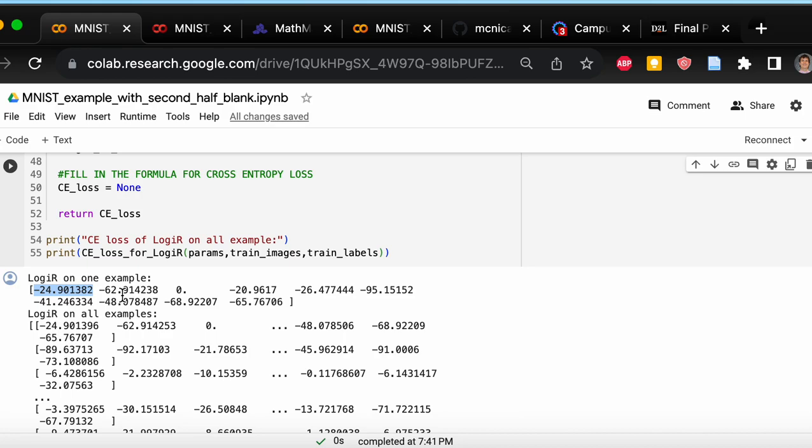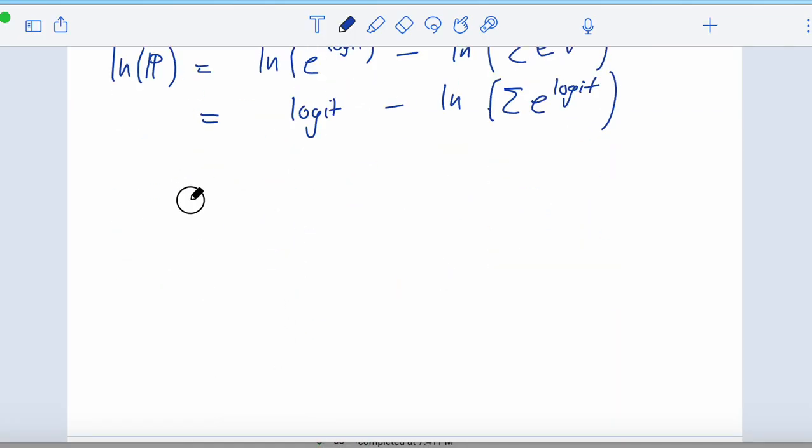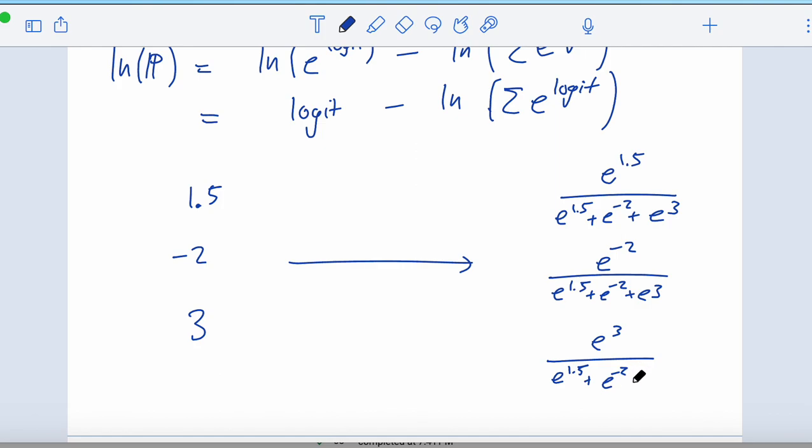Okay, I'm going to do one small thing that seems a little bit complicated, and it is not a mathematical thing. It is purely a computer thing. There is this array here, logits max 0, and what it does is it takes the logits and subtracts the largest one. So in the example we had, we said 1.5, negative 2, 3. If you apply the logits directly, you would get e to the 1.5 divided by e to the 1.5 plus e to the negative 2 plus e to the 3, e to the negative 2 divided by e to the 1.5 plus e to the negative 2 plus e to the 3, e to the 3 divided by e to the 1.5 plus e to the negative 2 plus e to the 3.